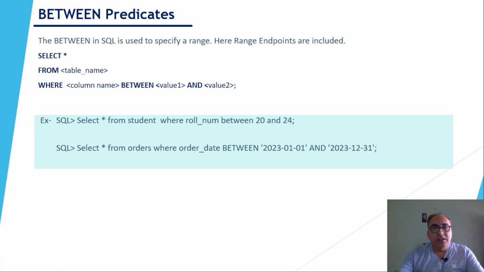The first one is select star from student where roll number BETWEEN 20 AND 24. It will pull all the records from the student table where roll number is between 20 and 24, including 20 and 24 in that range. So if someone has roll number 20, that record will also come out from the database. Next is select star from orders where order date BETWEEN a particular date range. Using this, we can also give a date range, and it will pull records from that date range.